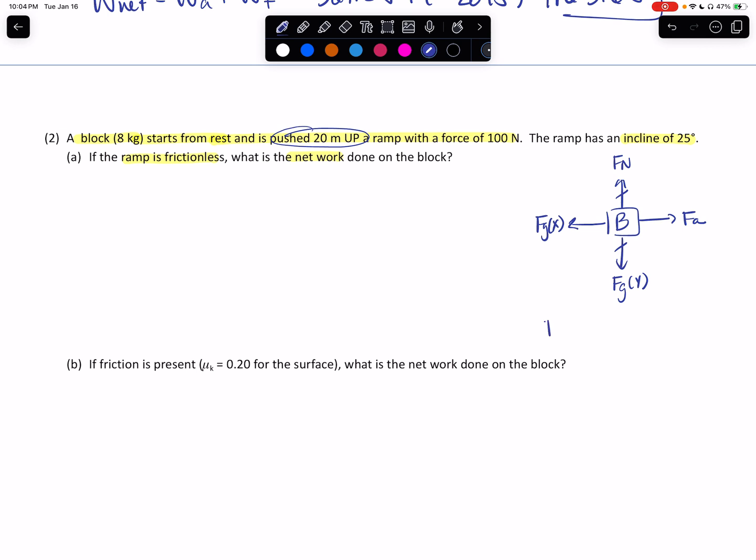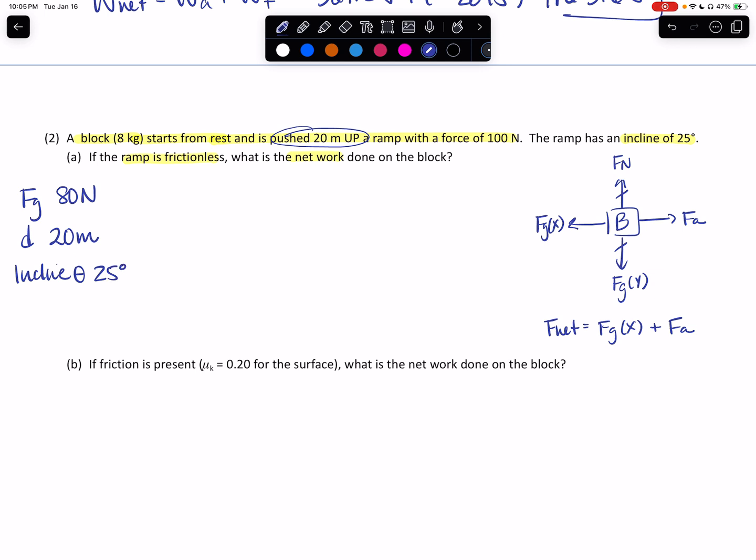So in other words, F net for our parallel motion is going to be equal to Fg x component plus that applied force. Okay? So let's list what we know. Again, I can calculate the gravitational force. It's 80 newtons. I know that my displacement is 20 meters. I have an incline angle of 25 degrees.